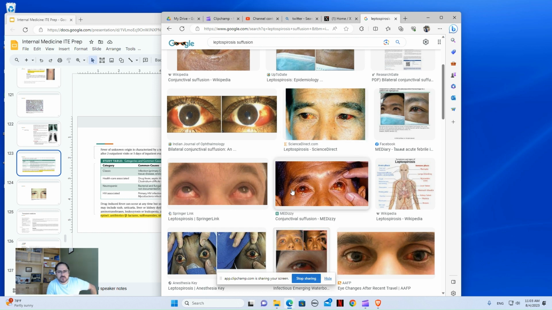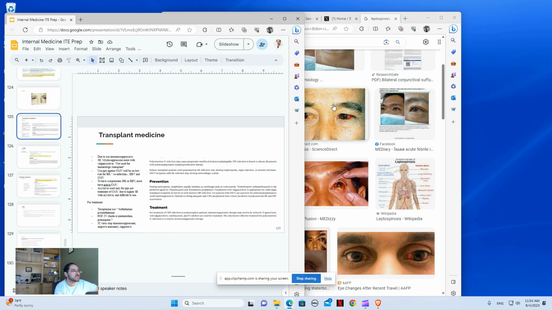Also, in drug fever, they may associate it with rash, urticaria, mucosal ulcers, eosinophilia like DRESS syndrome. Of course, there is also Stevens-Johnson syndrome. You need to understand and know those conditions.